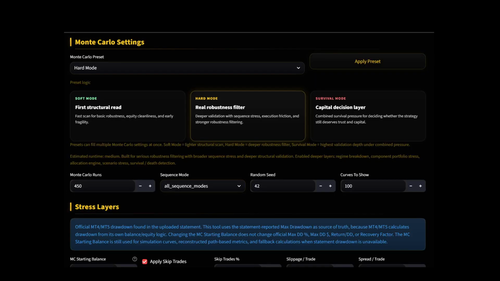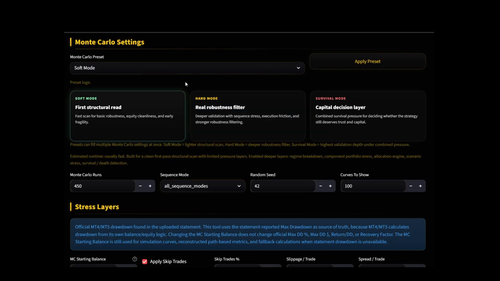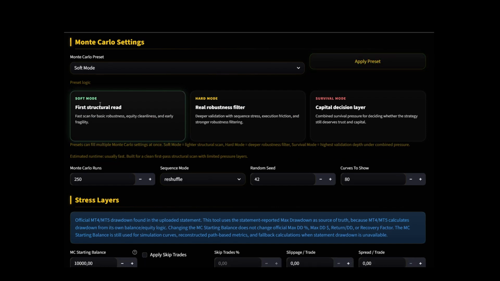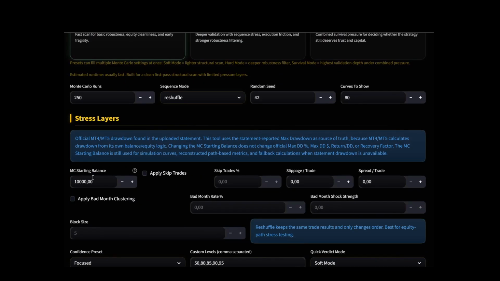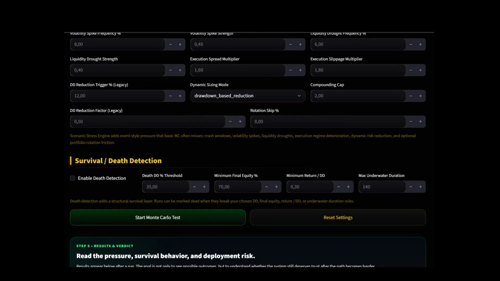Now that the survival mode comparison is complete, I switch to the soft mode preset. I do this again from the preset selector at the top. After selecting soft mode, I apply the preset. The tool now updates the Monte Carlo settings automatically. The quick verdict mode also changes automatically to soft mode, so I do not need to adjust that manually.